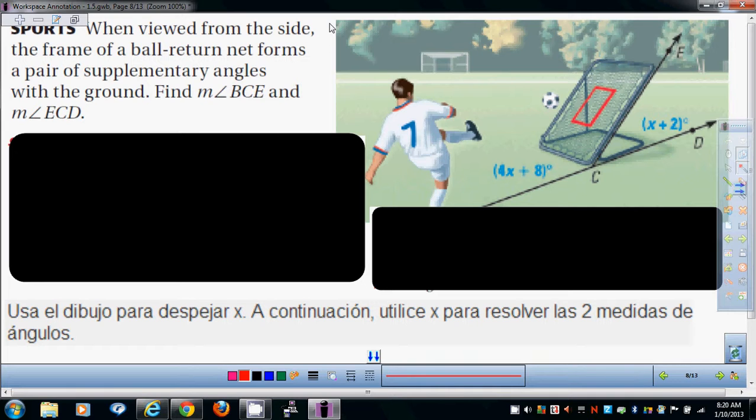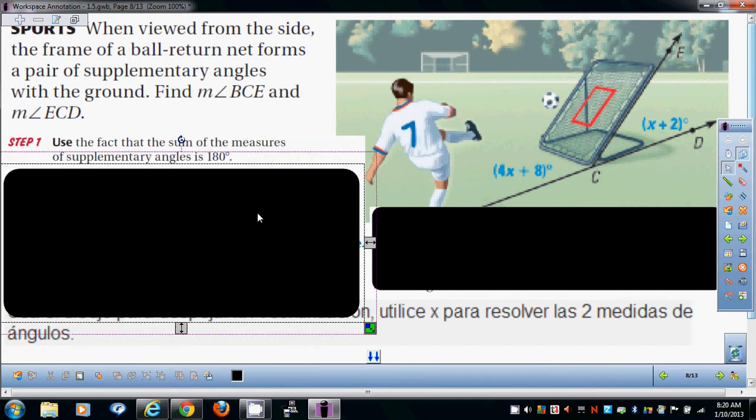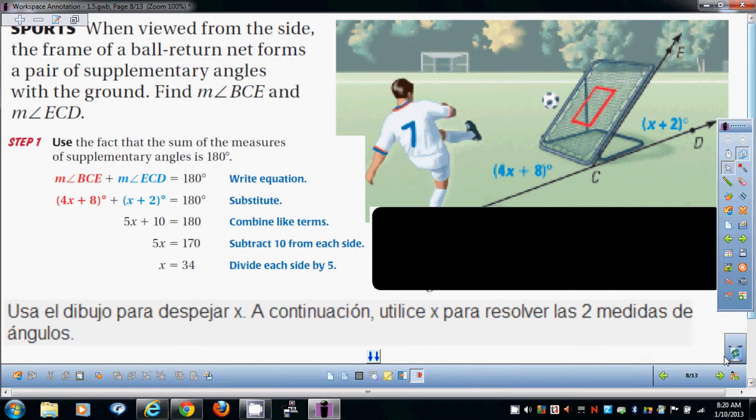They measure up, meaning we should do what with them? Boom! We add them, and they should equal 180 degrees. So that's what we're going to do. We are going to add them. Let me just uncover the whole thing. We're going to add them, this angle plus this angle, and set them equal to 180 because of the word supplementary. Then, you just combine like terms.